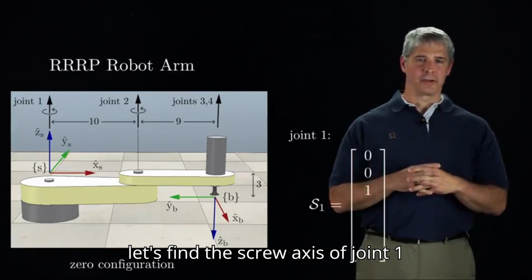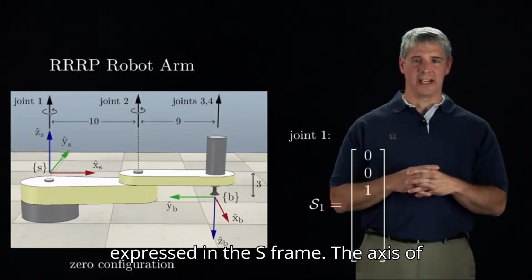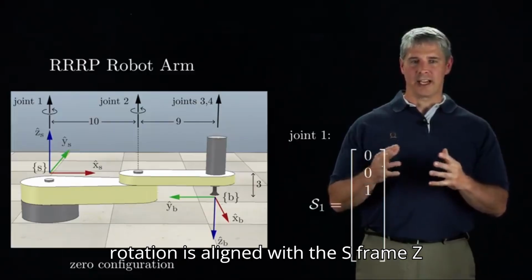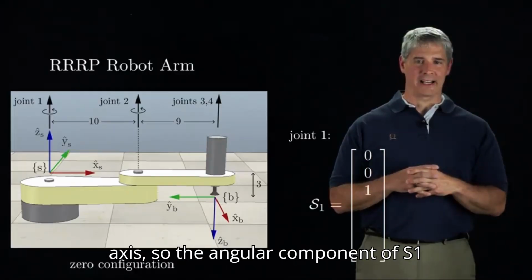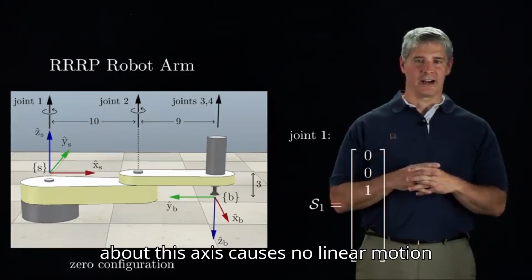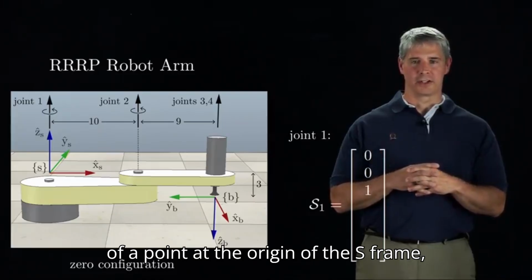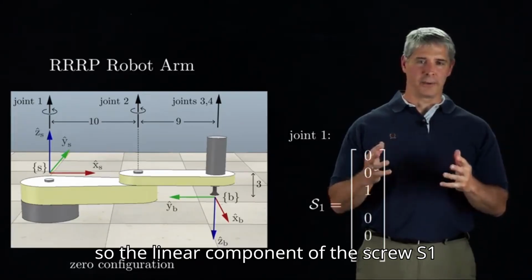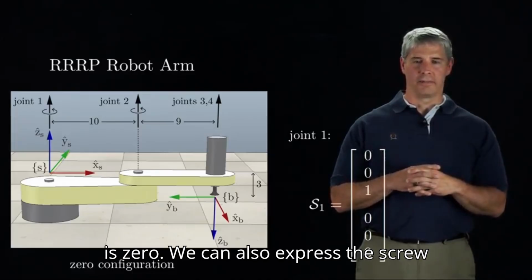Next, let's find the screw axis of joint 1 expressed in the S-frame. The axis of rotation is aligned with the S-frame z-axis, so the angular component of S1 is 0, 0, 1. A rotation about this axis causes no linear motion of a point at the origin of the S-frame, so the linear component of the screw S1 is 0.